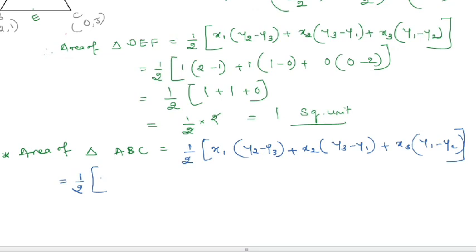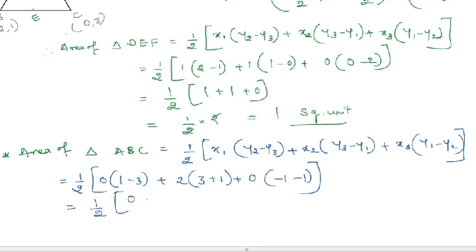Consider the triangle ABC here. In triangle ABC, x1 value is what? 0. 0 in the bracket, 1 minus 3 plus 2 in the bracket, 3 minus minus 1, 3 plus 1, plus 0 in the bracket minus 1, which is equal to 1 by 2 in the bracket, 0 into any number is 0, plus 2 into 4 is, 3 plus 1 is 4, 2 into 4 is 8, plus 0, which is equal to what? 4 square units. It is the area of triangle ABC.